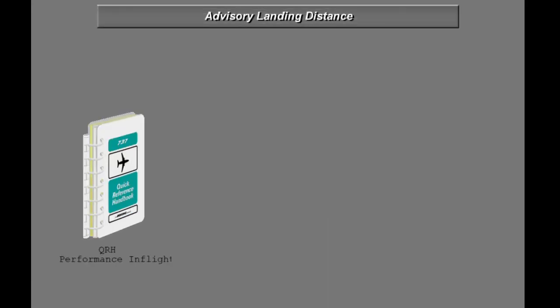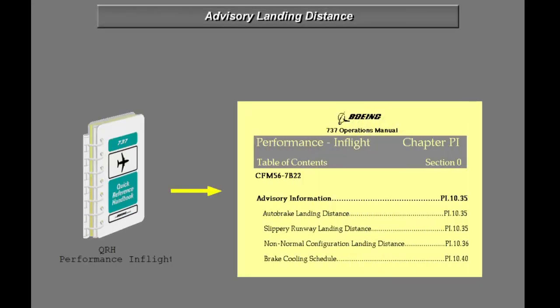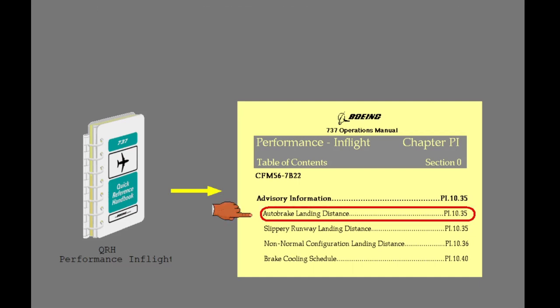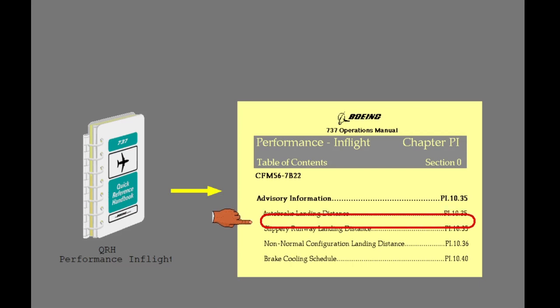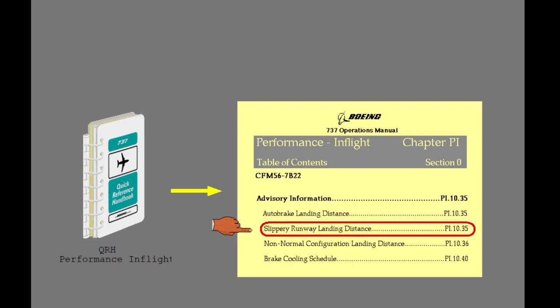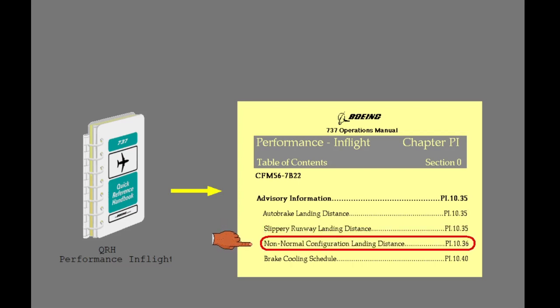In this module, we will discuss the advisory landing distance information that is available to flight crews in the Performance In-Flight section of the Quick Reference Handbook. This advisory information includes auto brake landing distance, slippery runway landing distance, and landing distance for non-normal configurations that affect the landing performance of the airplane.